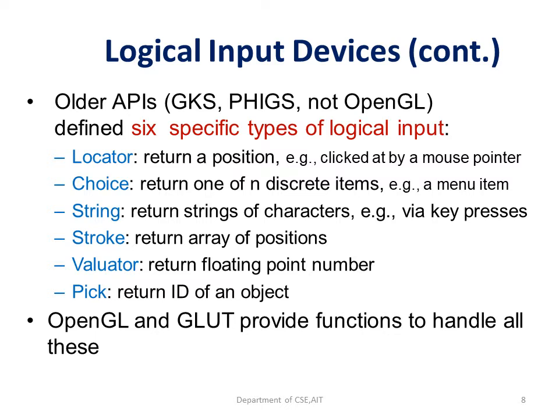And the last type of logical input device is the pick. A pick device is going to return the identifier of an object. It is going to return one number associated with the object on the display to the user program. It is usually implemented with the physical device which we use for a locator, something like a mouse, but it is going to have a separate software interface for the user program.